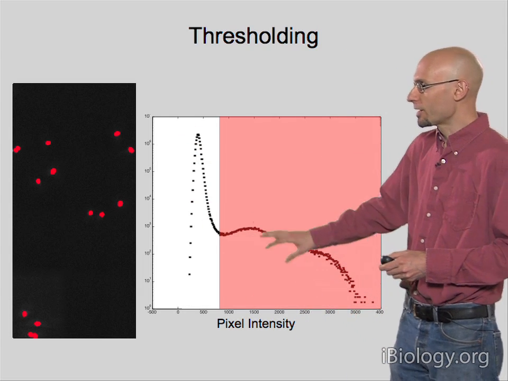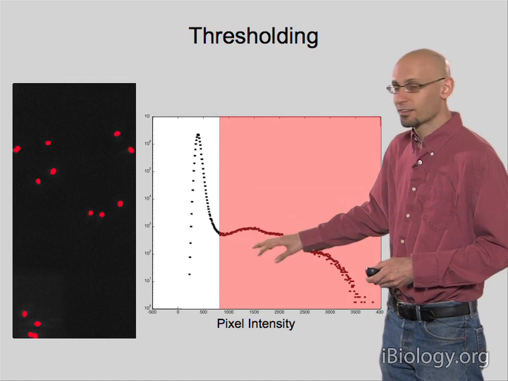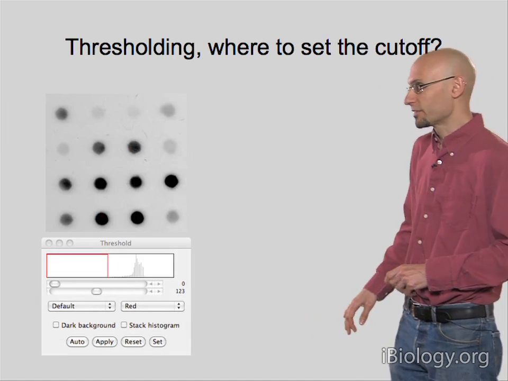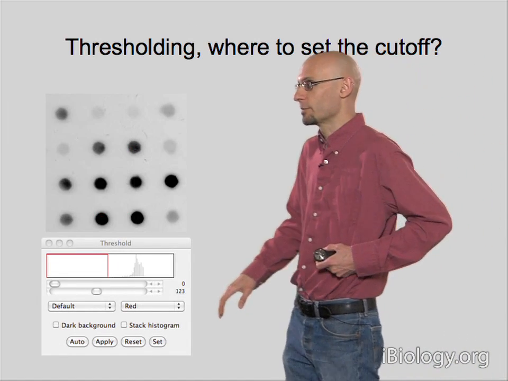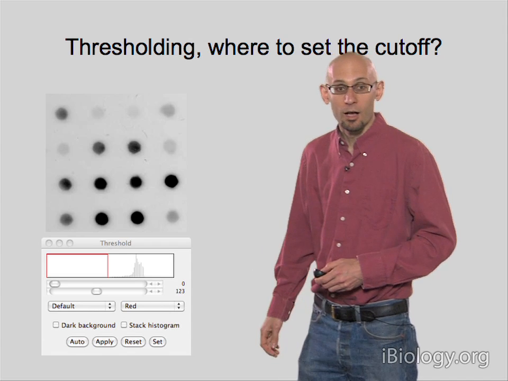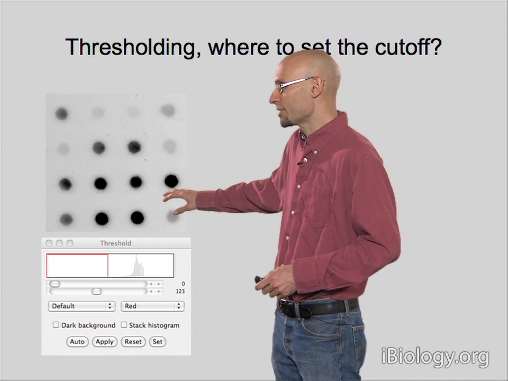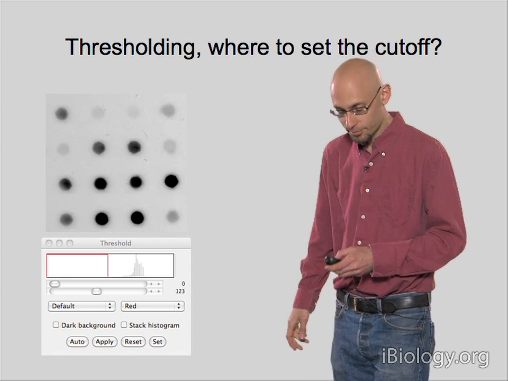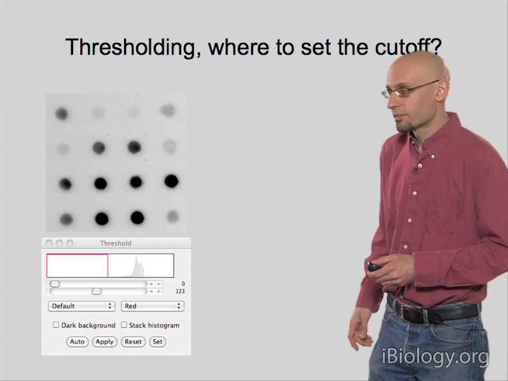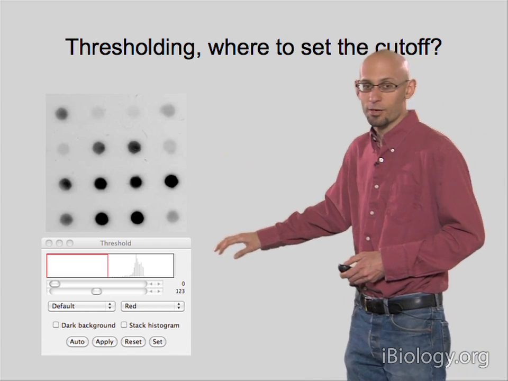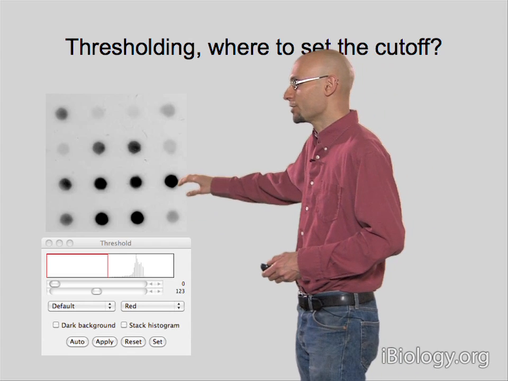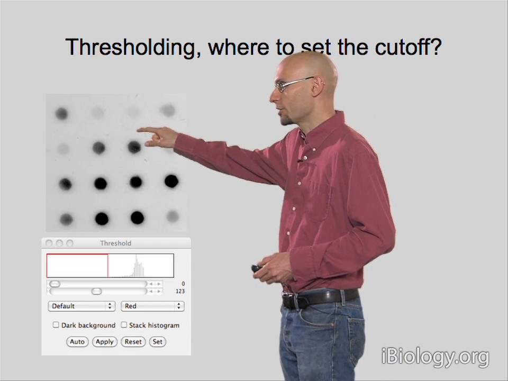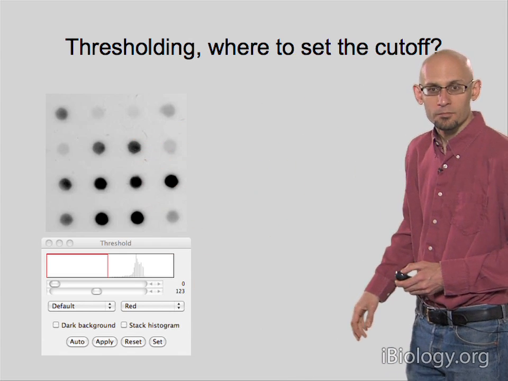The bigger question then is, how do you do this automatically? Here's a little bit of a tougher case. This is actually not a microscope image, but a dot blot. You can see there are some really dark objects here, and then some objects that are clearly there, but they're not a whole lot darker than the background. And so setting the cutoff here matters quite a bit. If you set it too high, you miss these dim objects. If you set it too low, you start picking up a lot of background noise.